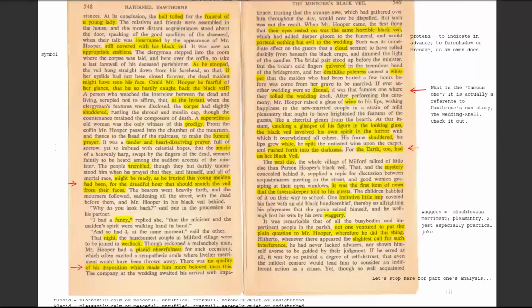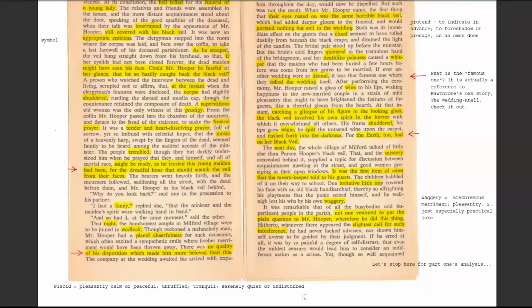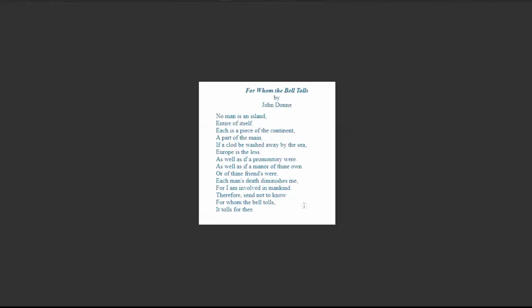We're going to stop here for part one of the analysis, and then we'll go to part two. Isn't this a marvelous story? Isn't it? I want to show you something about the bell tolls. You remember for the funeral, it opens up with the bell tolling. For Whom the Bell Tolls is not only a famous poem by John Donne, it's the title of an Ernest Hemingway book, very excellent book. Jimmy will probably read it. But I want to read you this poem.